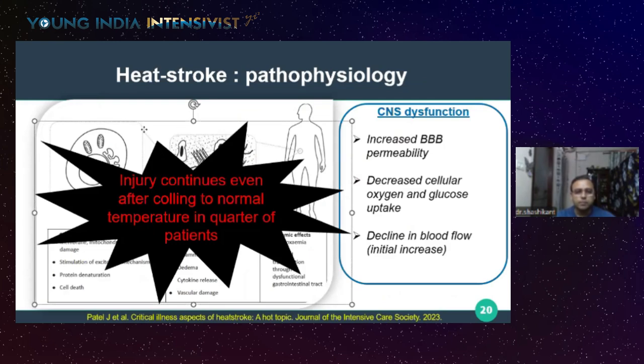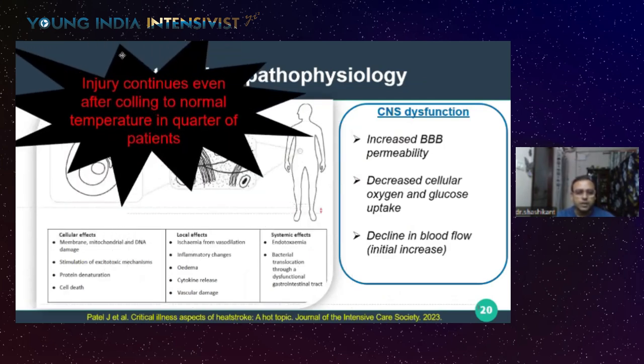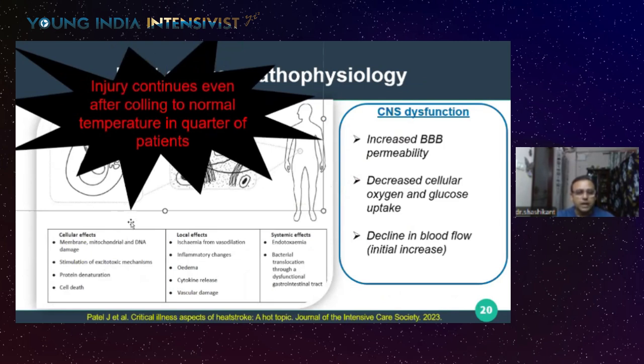So, what is the pathophysiology of heat stroke? At a cellular level, high temperature leads to damage to mitochondria, DNA, protein, and stimulation of excitotoxic mechanisms that lead to local effects in terms of edema, inflammatory changes. There is vascular damage and cytokine release. When it comes to systemic effects, there is endotoxemia, and as I mentioned previously, in the gut there can be a translocation of bacteria from the gut into systemic circulation, and that can lead to septicemia.